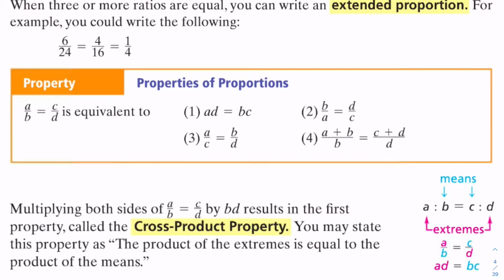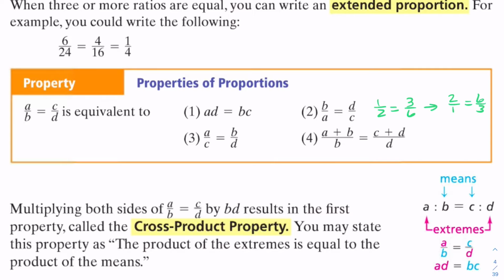So if you were to, for instance, find the cross products, those cross products are equal. Here's another thing you can do. You can flip the fraction and flip the fraction. So if you flip the left and flip the right, that's also equivalent. Okay, so if you have like 1 over 2 equals 3 over 6. That's the same as 2 over 1, which is 6 over 3.